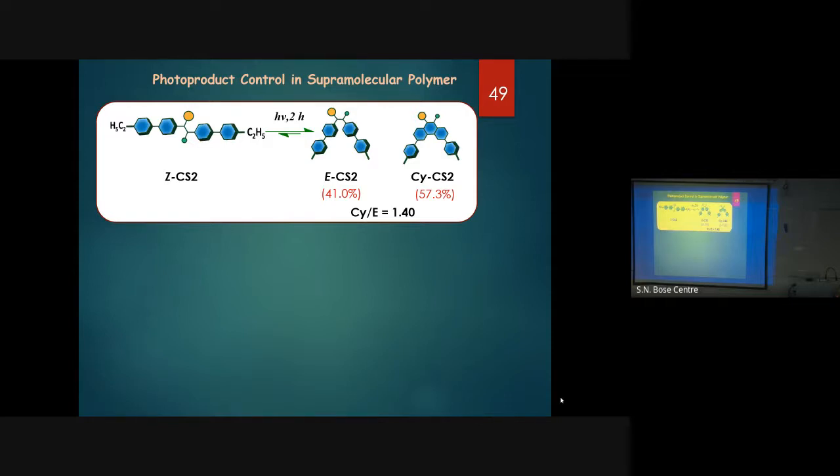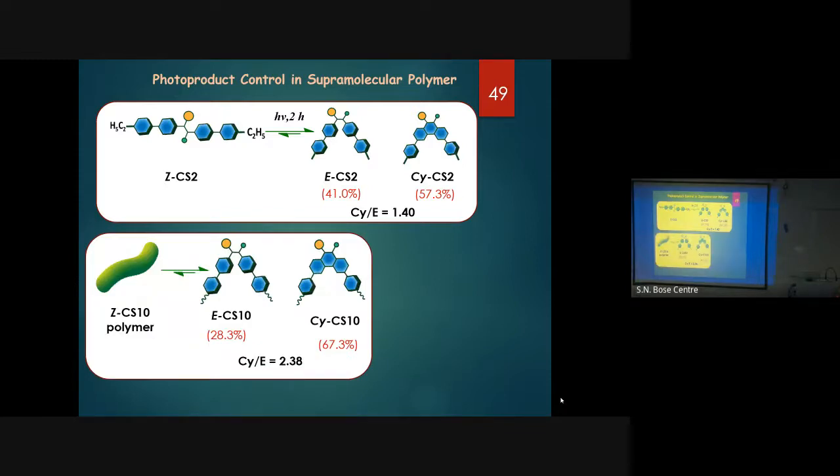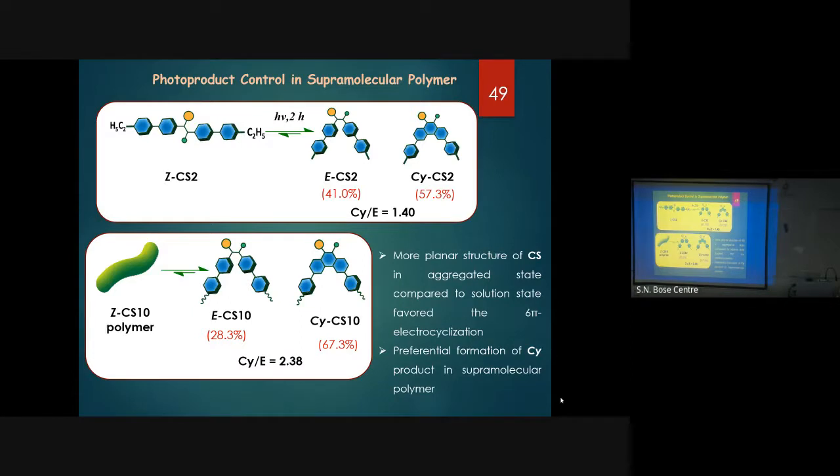And when you do it in aqueous media with a small compound, which is in a molecularly dissolved state, the ratio of CY and E was 1.40. But when you do the same reaction in this supramolecular polymer or assembled state, you see a much higher proportion of the cyclized product. And this is actually known for some twisted molecules in the solid state.